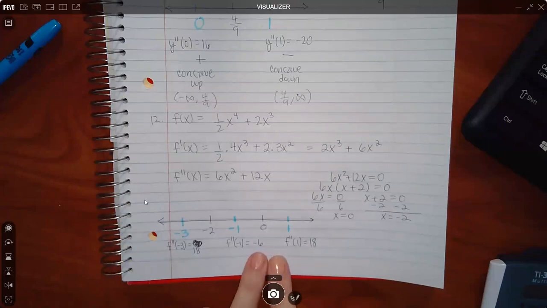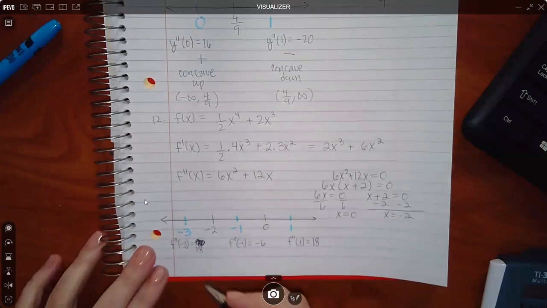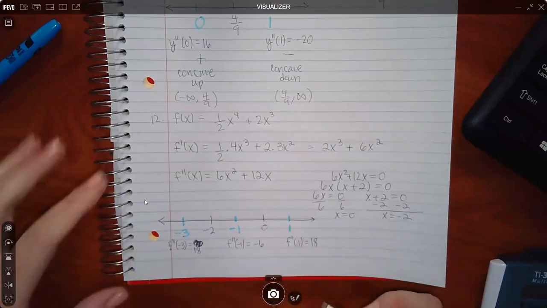But what about 0? Is it changing around 0 too? We have two points of inflection. And if we want to know what the y values are, we have to plug negative 2 and 0 into what?